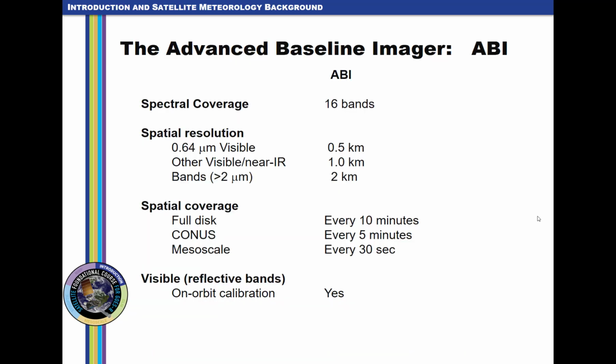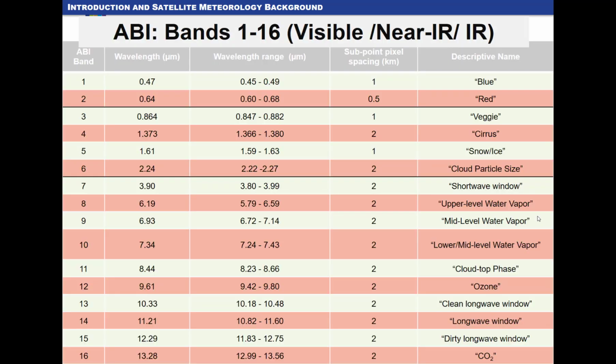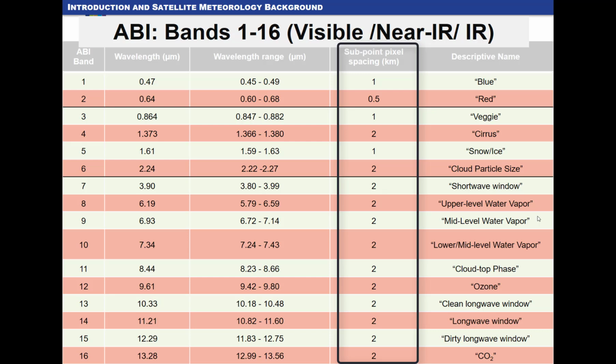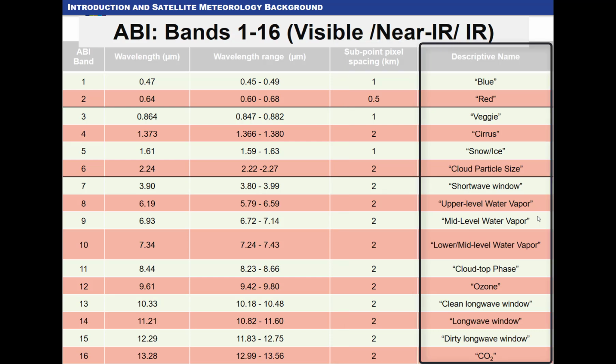This table shows the better spectral, spatial, and temporal resolution of the ABI. What does on-orbit calibration mean for the reflective bands? That means GOES East visible and GOES West visible will look similar even as the satellites age. This table is based on a 2017 paper by Schmidt et al. There are 16 bands, the central wavelength, the wavelength range, the resolution, and the band nickname.